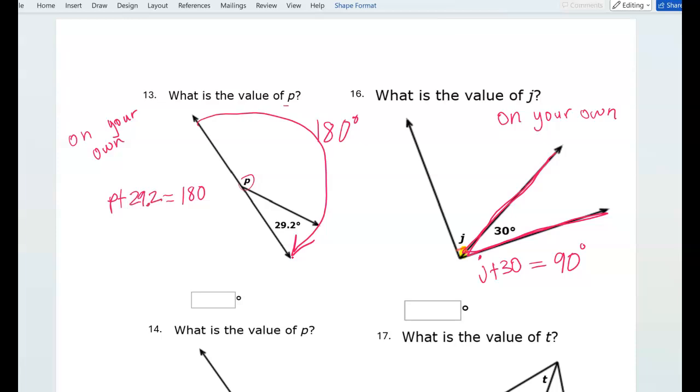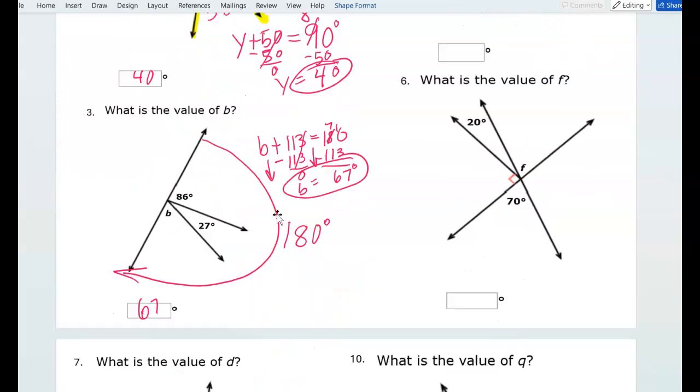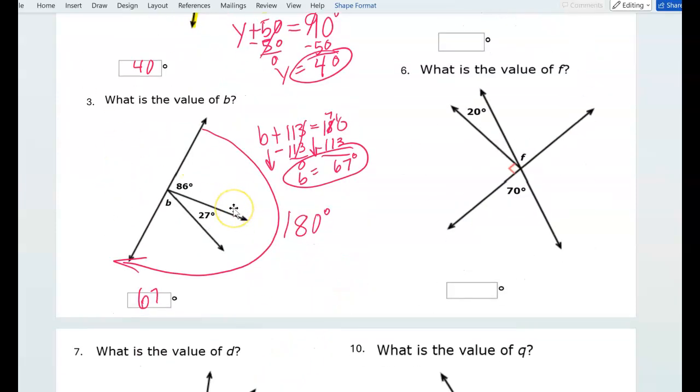29.2, and what's the, oh, I'm going to stop there. We're going to do the inverse operation. Okay, remember what we do to one side, we do to the other. Go back and look at number 3. I think I said number 4, but it's number 3. Go back and look at number 3 if you need to.